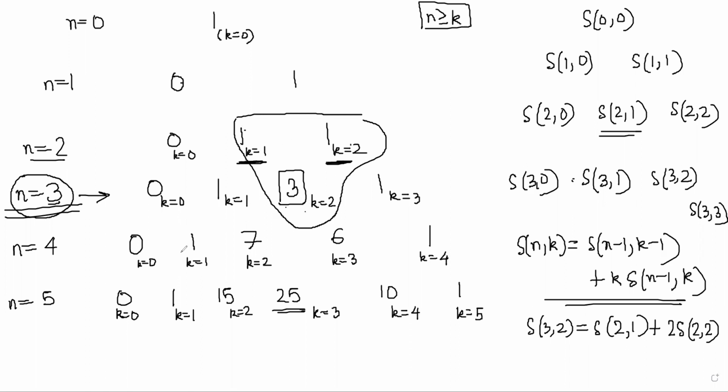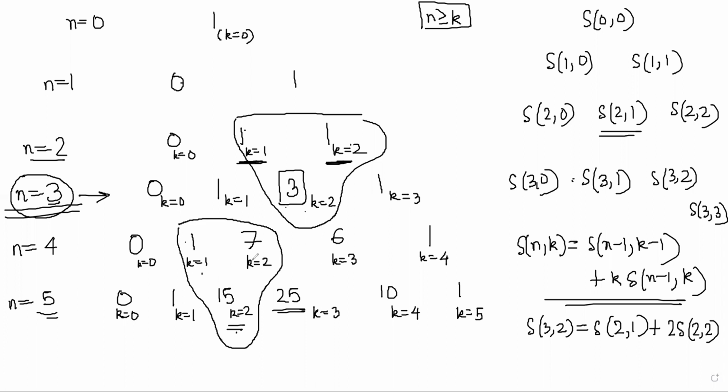Let's take any other example also. Let's take this one. So k is 2 here, and this n is 5. So you want to find S of 5 comma 2, that should be S of 4 comma 1 plus 2 times S of 4 comma 2. So this is 1 plus 2 into 7, which will be 15, right? 1 plus 14 is 15.